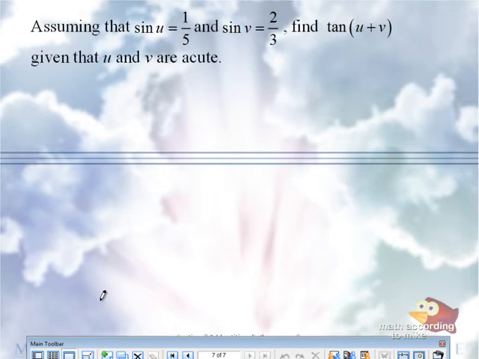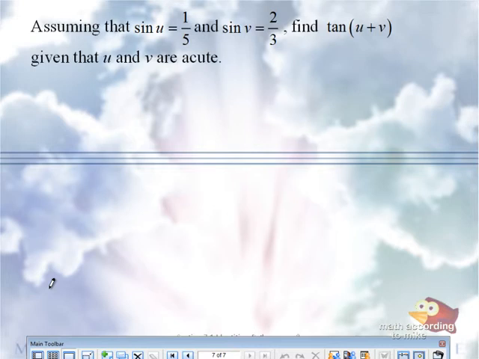Assuming that sine of u is 1/5 and the sine of v is 2/3, find the tangent of u plus v given that u and v are acute. Why do we need that information of u and v being acute? Why does that even matter?